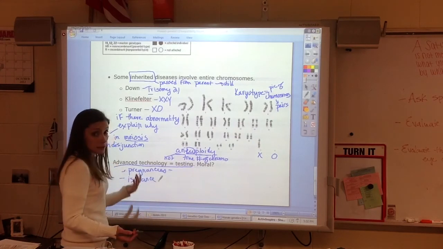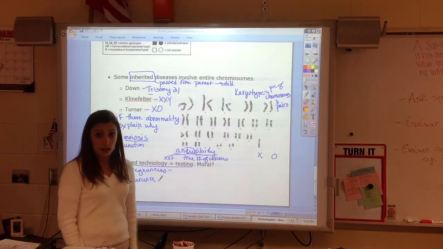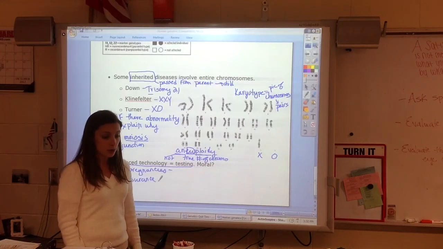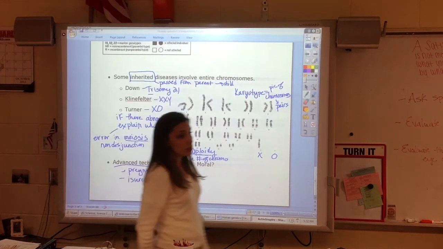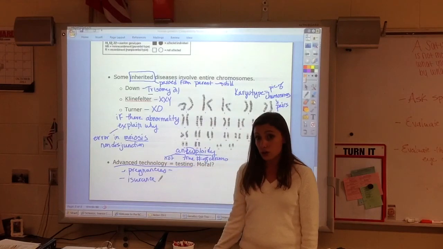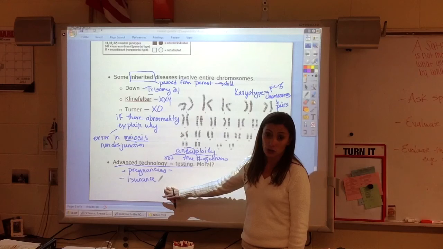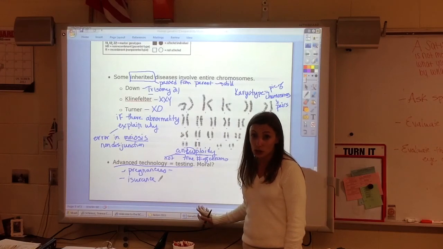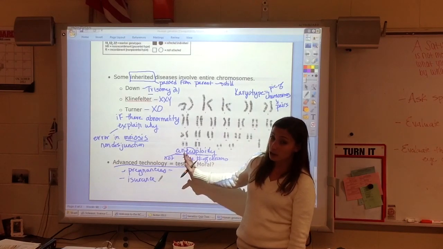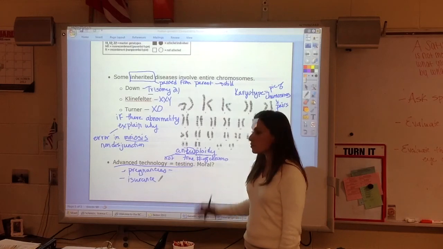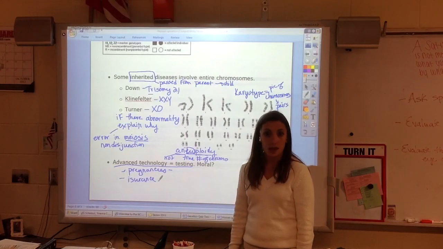Another moral issue is actually with insurance. So, for example, with Huntington's, everybody could go and get tested for Huntington's, and we would know who would get it later. And so should insurance companies require you to get tested? Should insurance companies have access to your testing? Should they be able to charge you a higher rate if you're at a higher risk? So there are a lot of moral issues that come up with that as well.